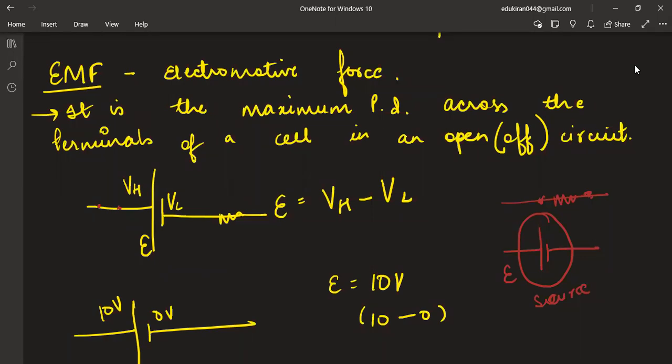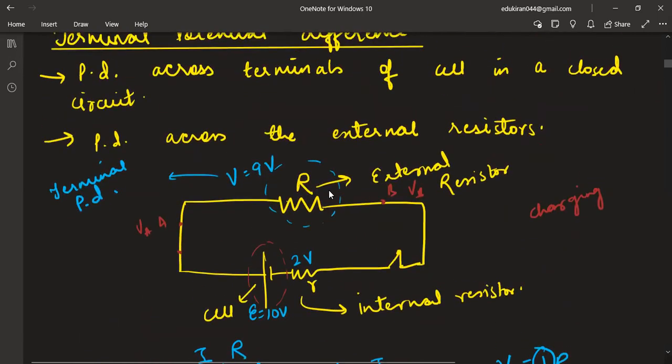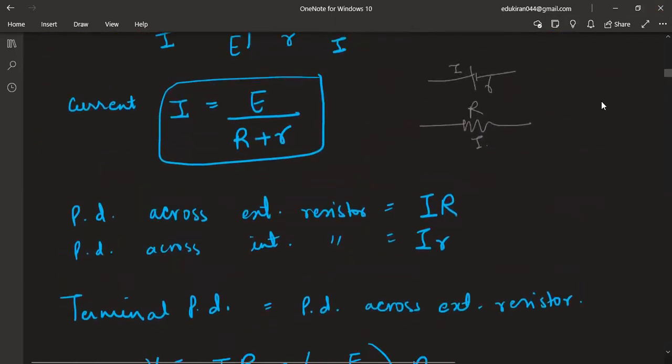You can understand this in the sense that the cell must have some internal resistance. Whatever is the potential difference across that internal resistor is known as the electromotive force, EMF. And whatever is the potential difference across the external resistor is the terminal potential difference. So for closed circuits, you use terminal potential difference. For open circuits, you use EMF. This much theory is enough for your NEET. Just remember these formulas will be used.